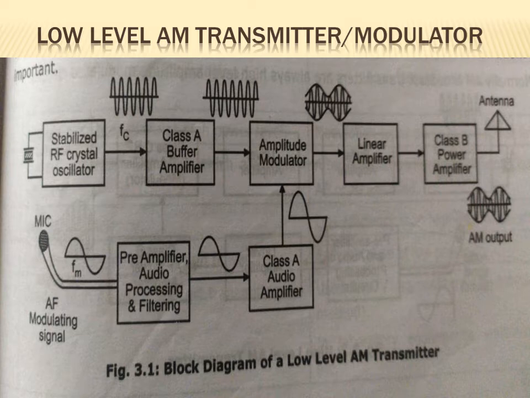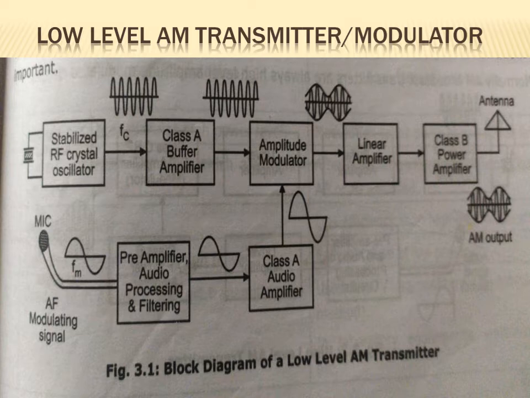How to write the explanation for this block? The figure shows the block diagram of a low level modulated AM transmitter. It consists of different blocks. The first block is the stabilized RF crystal oscillator. The stabilized RF crystal oscillator is used to generate a high frequency carrier signal.